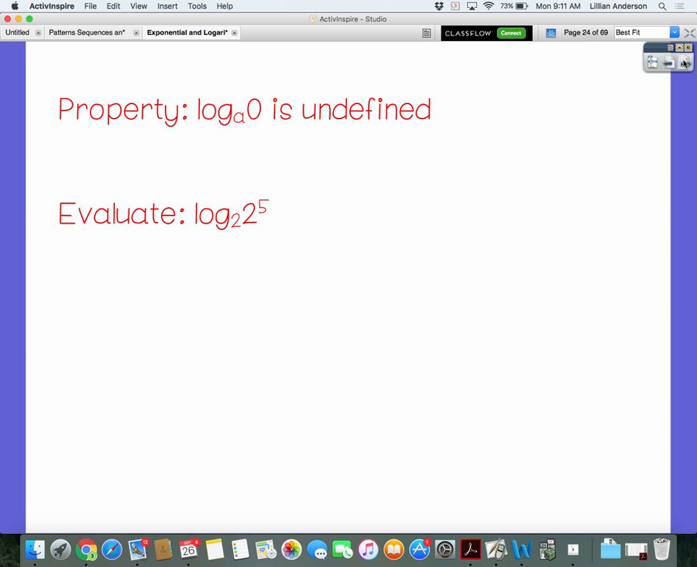Alright? That should kind of give you an idea of what the graph of a logarithmic function looks like. Okay? You can't have any negative values, negative x's, and you can't have 0. Alright? What about this one? Do this one on your whiteboards. 30 seconds.